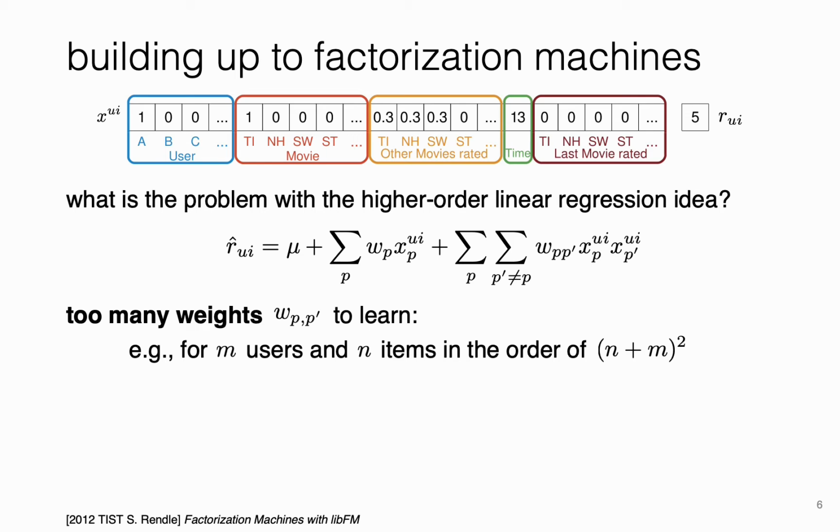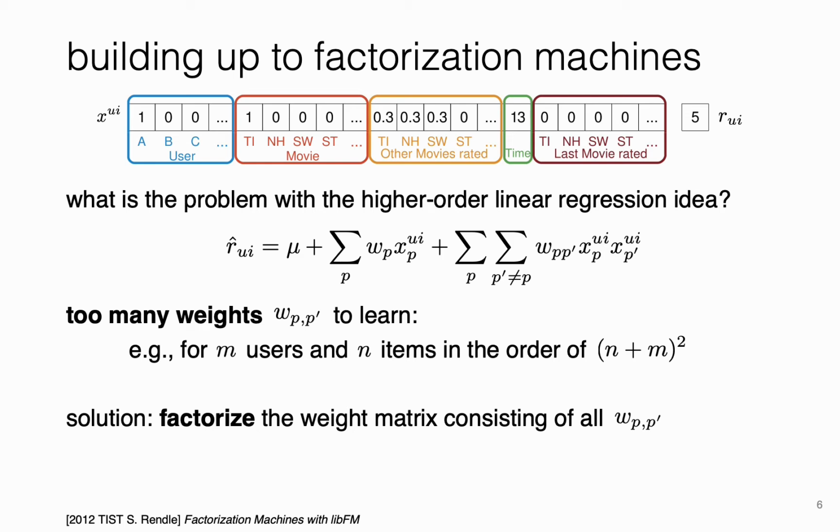So what can we do? The solution is the main idea behind factorization machines. Consider all weights W P P prime and arrange them in a big weight matrix. The idea is to factorize this weight matrix and express it using much fewer parameters. So instead of learning all weights in the matrix, we will be learning much fewer parameters that can help us reconstruct the matrix. The factorization works as follows.